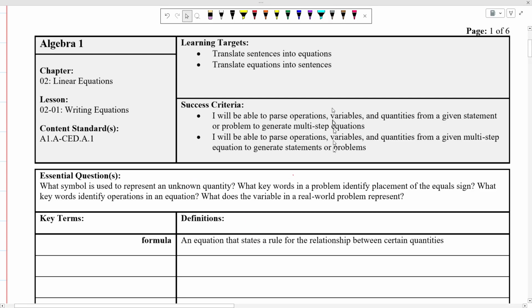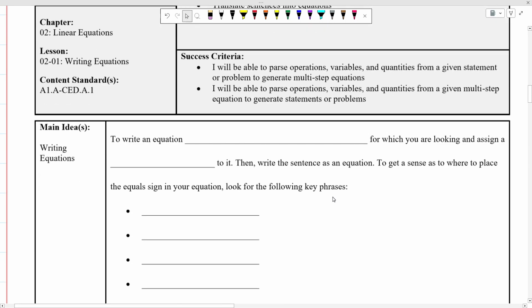Now, with that said, let's dive in, guys. To write an equation, one of the first things you must do is identify the unknown for which you are looking, and assign a variable to it.